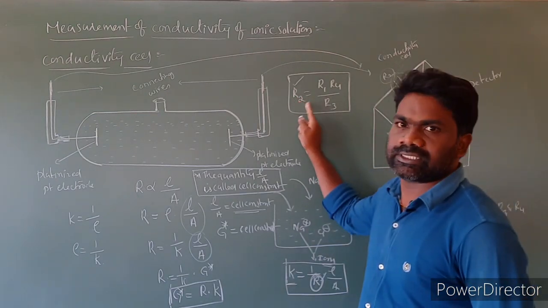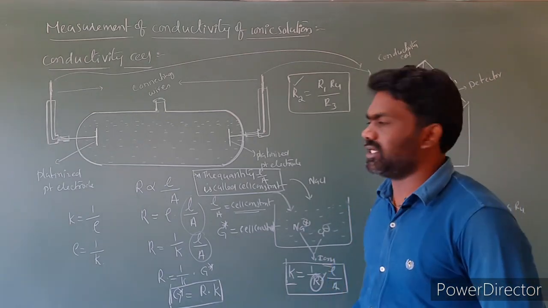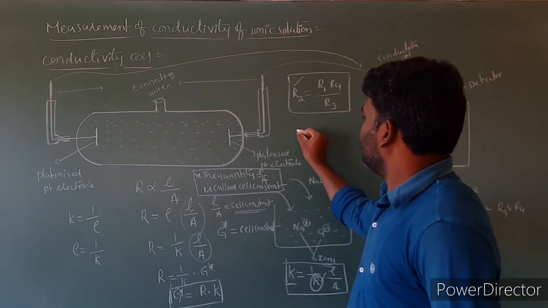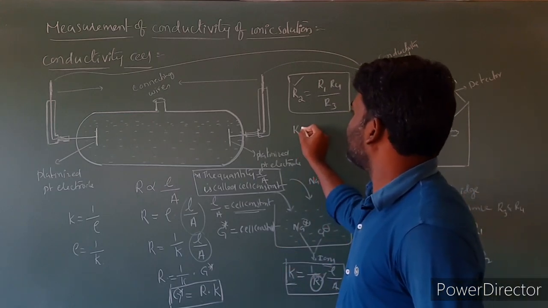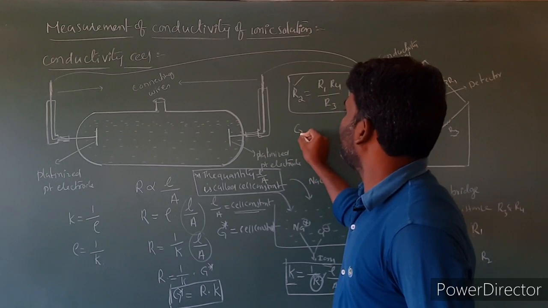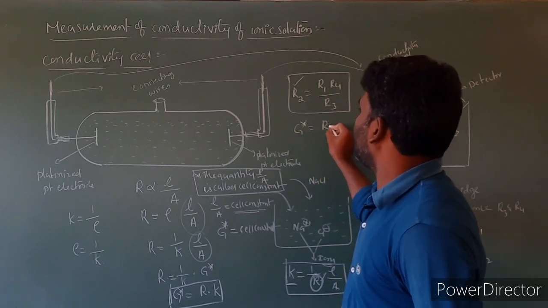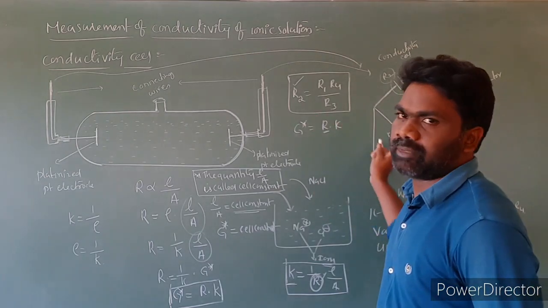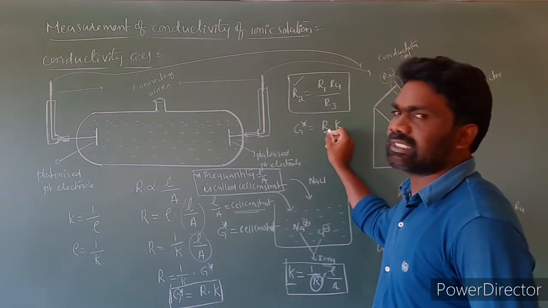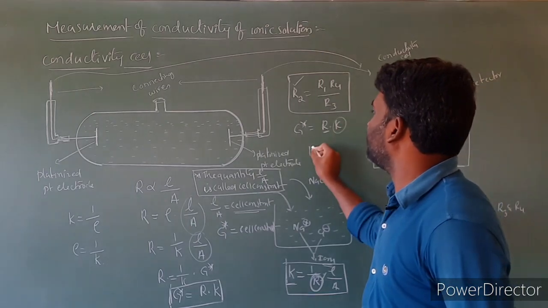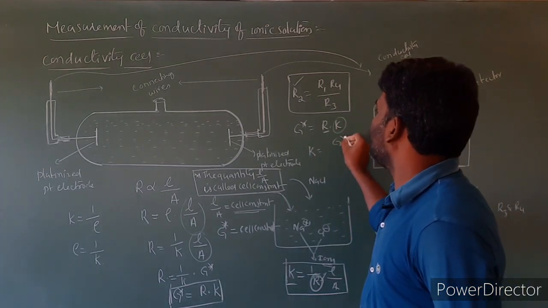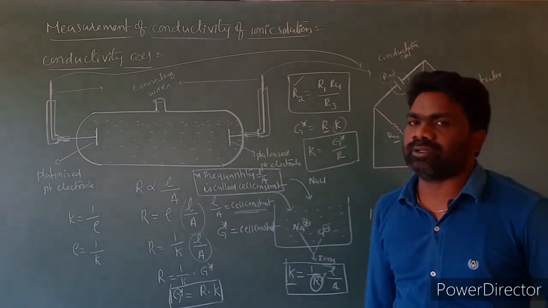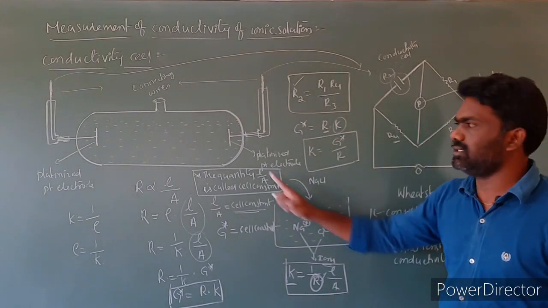Once unknown resistance is determined, then by using this value, we are able to find out the cell constant. What is the formula we have? Cell constant G star is equal to R into K. This R is nothing but R2. So this is the unknown resistance we are finding by using the Wheatstone bridge. Once it is determined, we are able to find out conductivity. Conductivity is equal to G star by R.